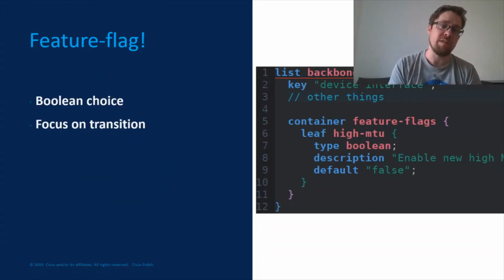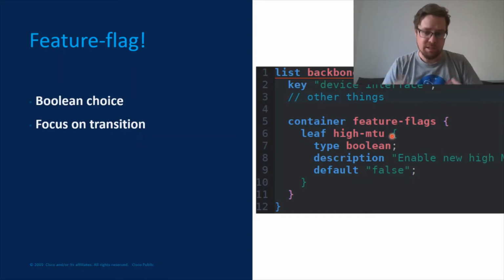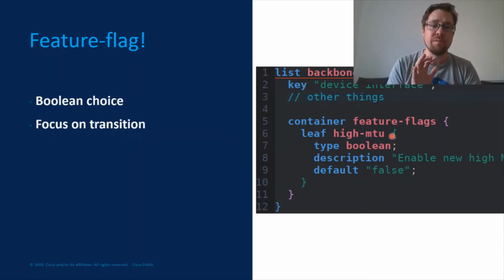And thus we arrive at this, which is just the example that we had before. We have this feature flag, and we sorted it in under this nice container. We have a leaf, we call it high MTU, which is very much focused on that transition of the feature. We want to enable the high MTU. It's a simple choice, it's a boolean, right? And so this is how you build a feature flag.